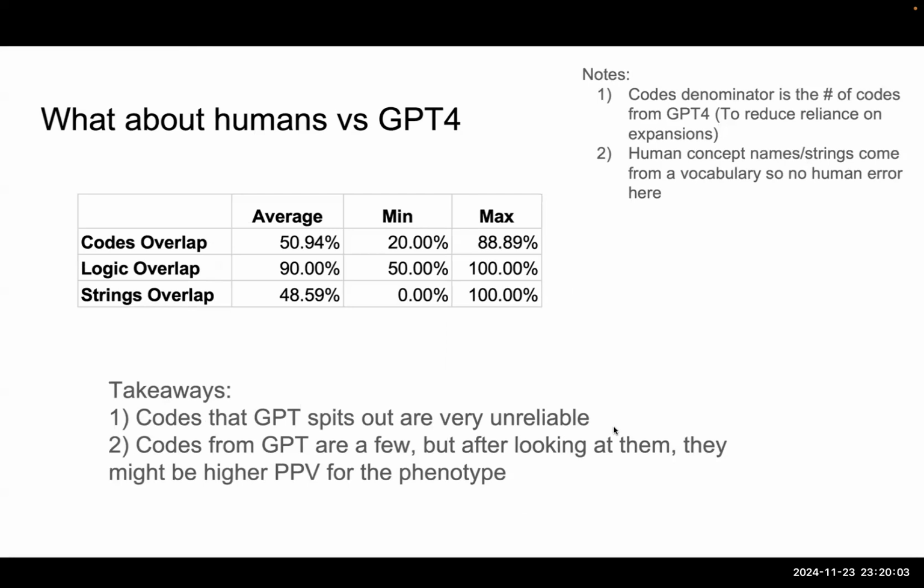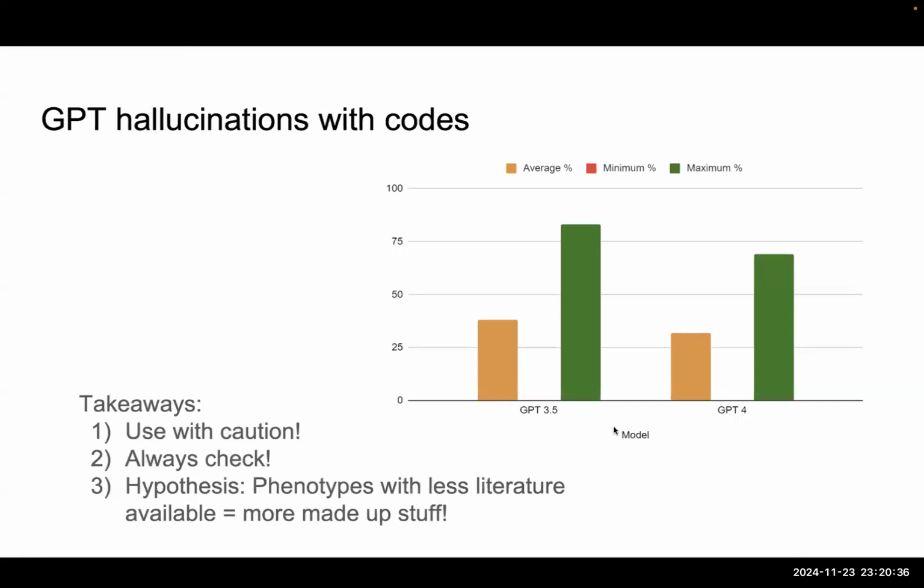What about humans versus GPT-4? GPT-4 generates codes with marginally higher reliability than textual strings or concept names. Despite generating fewer codes overall, GPT-4's codes may have a higher positive predictive value for accurately identifying intended phenotypes, suggesting their specificity and relevance are high. This implies that GPT-4 might be averaging codes from sources and surfacing the most popular ones.